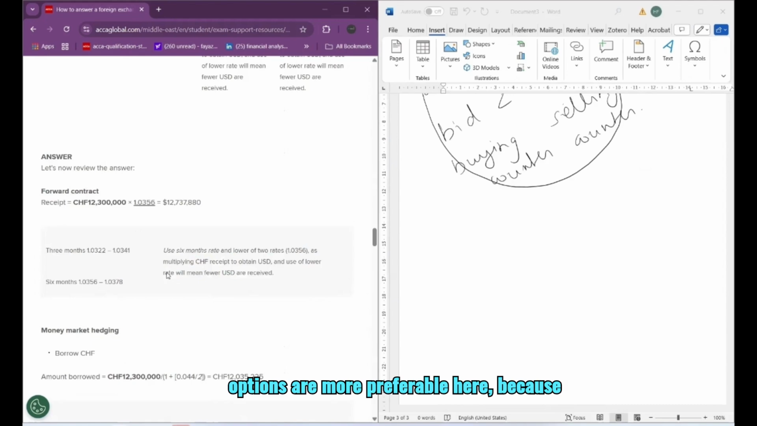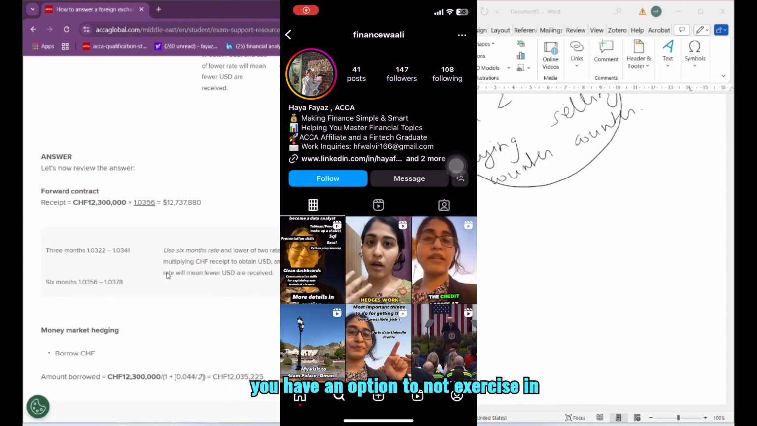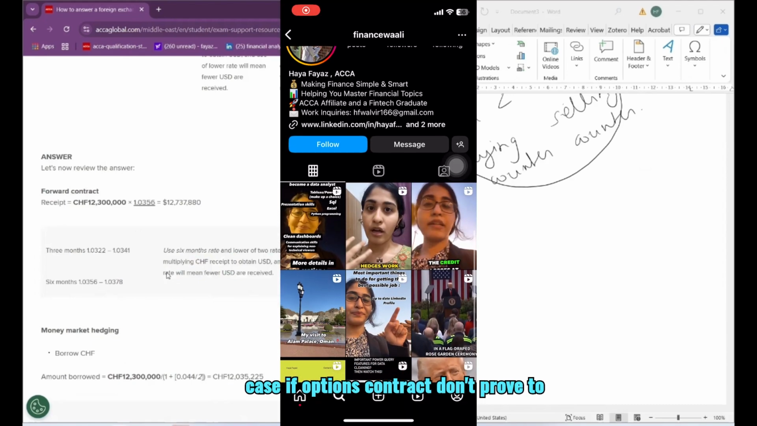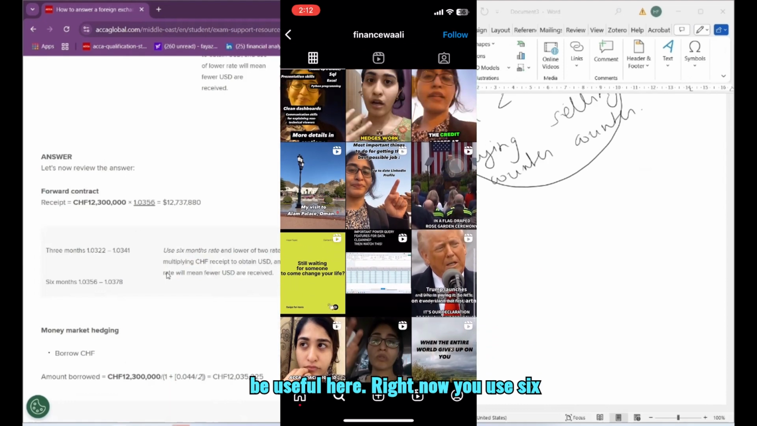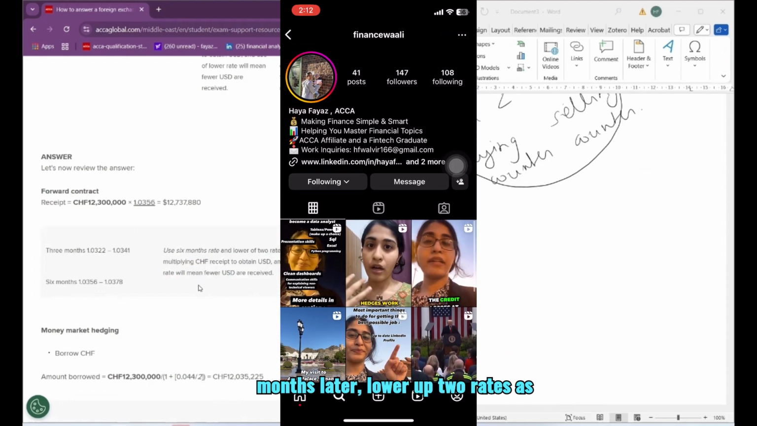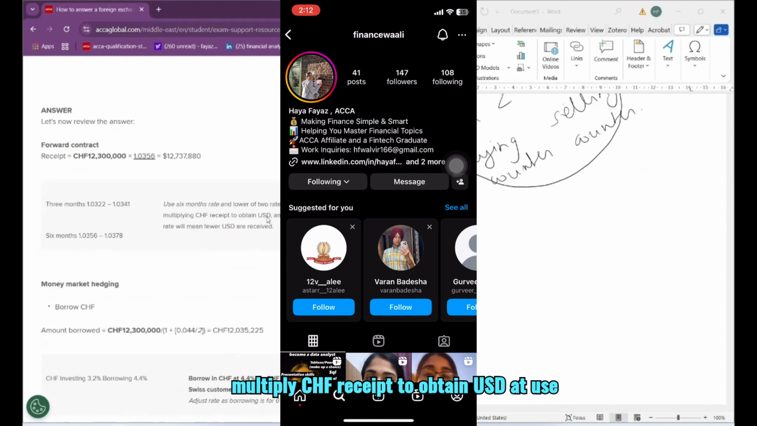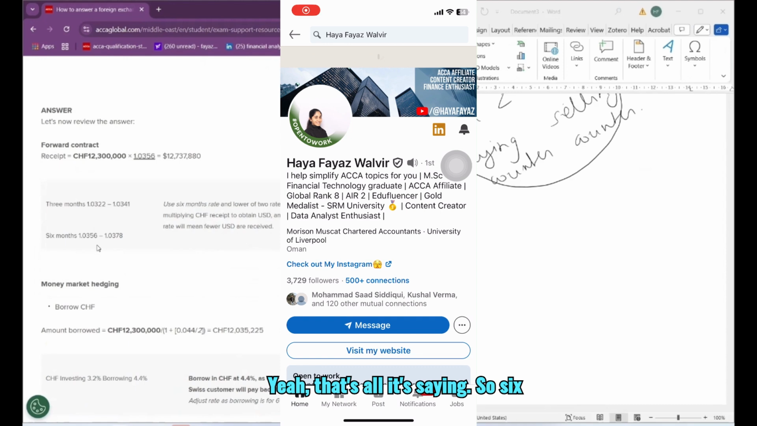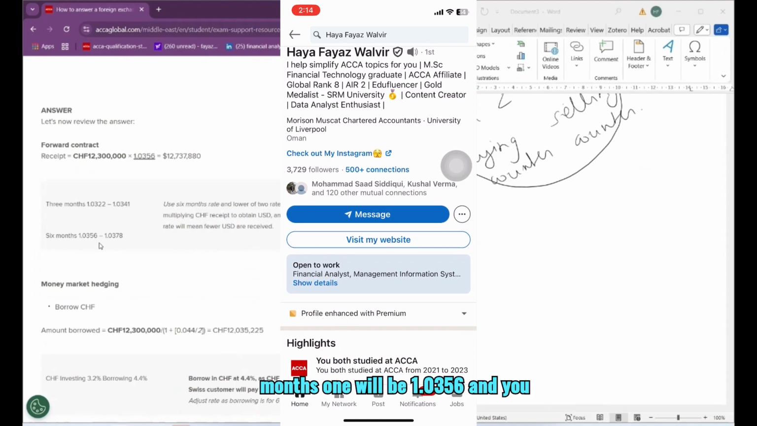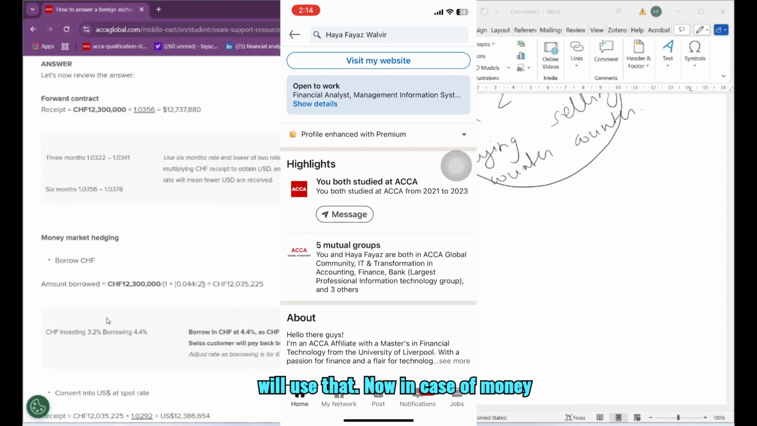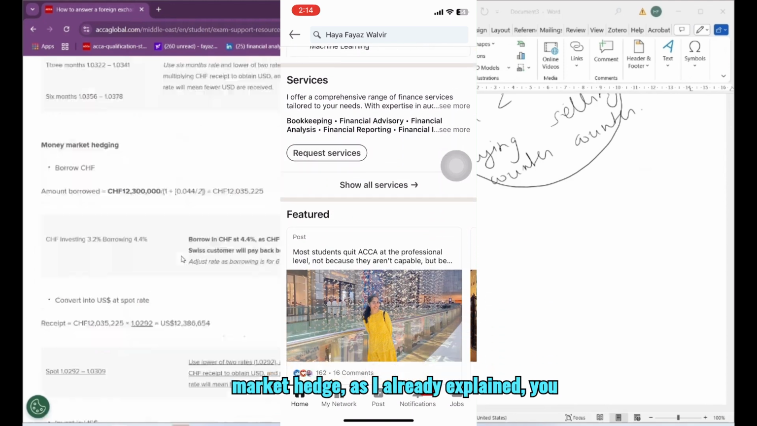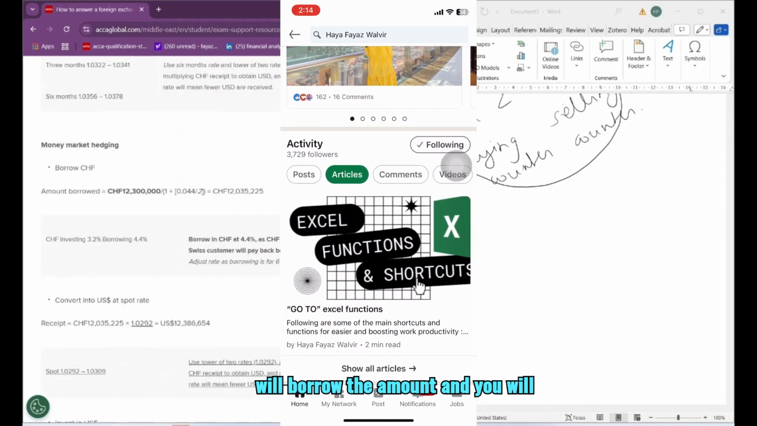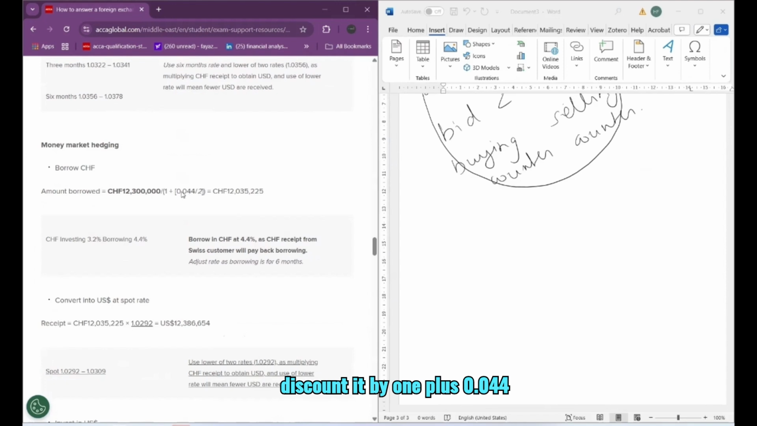That's why options are more preferable here, because you have an option to not exercise in case the options contract doesn't prove to be useful, right? Now you use the 6 months rate and the lower of two rates as multiply CHF receipt to obtain USD, and use of lower rate will mean fewer USD. Yeah, that's all it's saying. So the 6 months one will be 1.0356 and you will use that. Now in case of money market hedge, as I already explained, you will borrow the amount and you will discount it by 1 plus 0.044, that is 4.4% by 2, right?